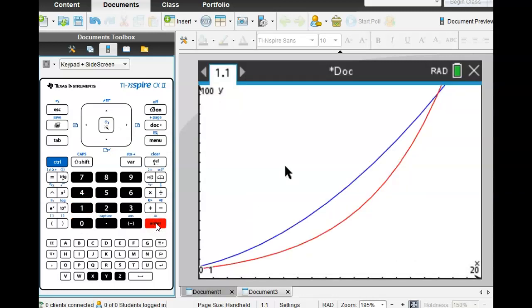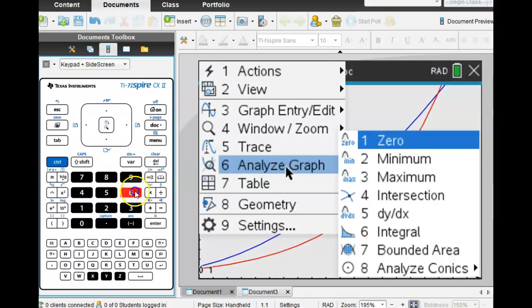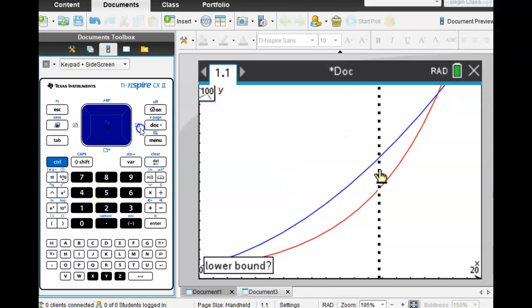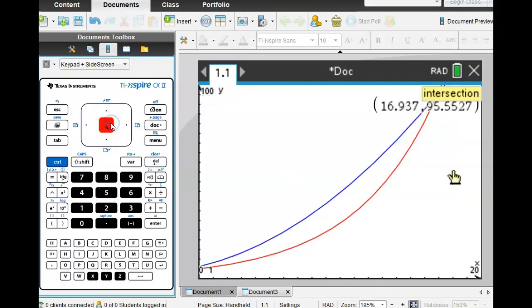Boom. Okay, so I can see where they intersect. All right, and I go do my intersection here, menu, 6, intersection. Move this guy over. Don't have to even really be that close. And then make sure it's on the other side, boom. Okay, so when they intersect, when they are the same, I have 16 something, comma 95 something. So we got to decide, do I want the 16 number or do I want the 95 number?